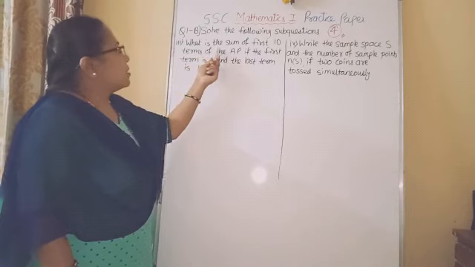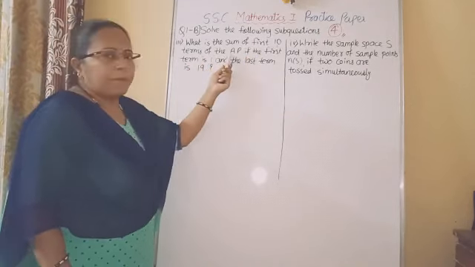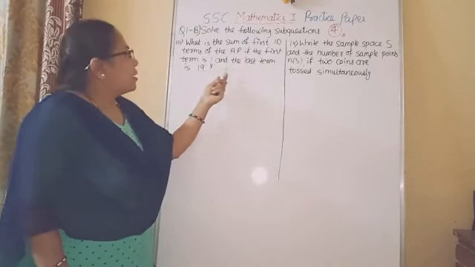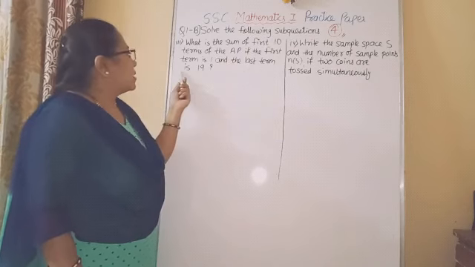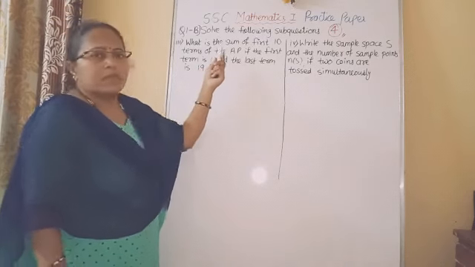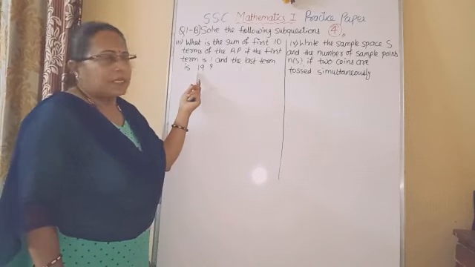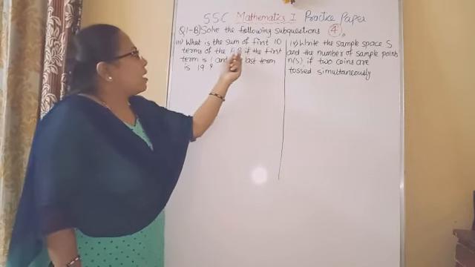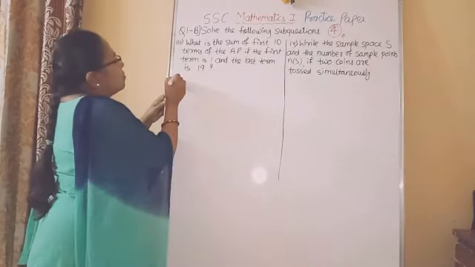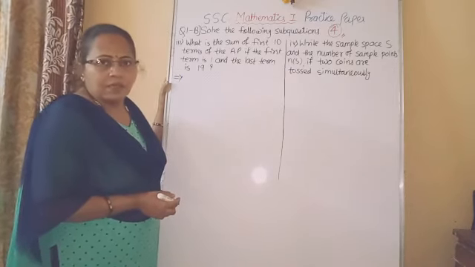What is the sum of first 10 terms of the AP if the first term is 1 and the last term is 19? Okay. Here for the AP, first term is given 1 and last term is given 19, and we have to find out the sum of first 10 terms. So while solving this, first write down which values are given in the question.